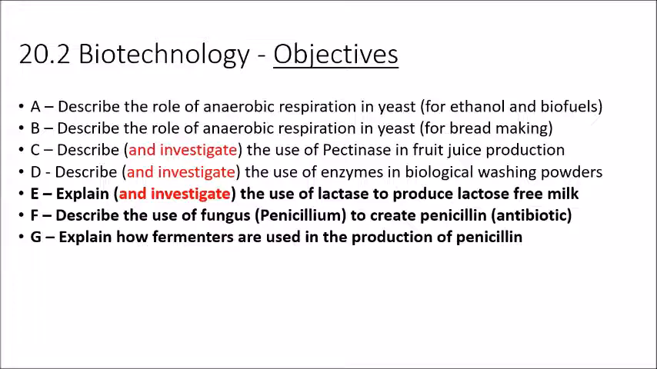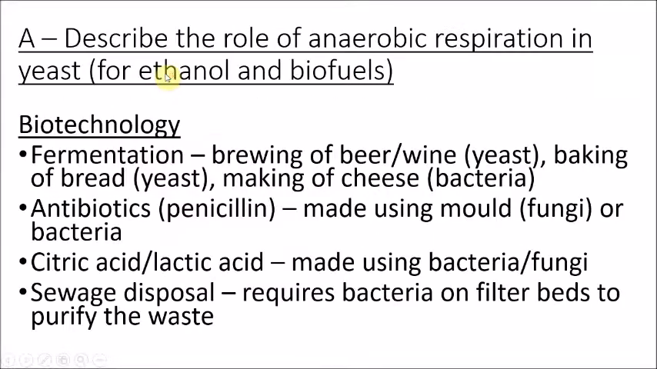Okay, the second part of this topic is looking at more detail into biotechnology. It's 20.2, those are the objectives. And first thing here is to look at anaerobic respiration, which is without oxygen, and how that's used by yeast to make things like ethanol and biofuels. Now, the process that it's called is fermentation. That's when you use respiration of things like yeast or bacteria to make different products. It's called fermentation, and it's a type of biotechnology.